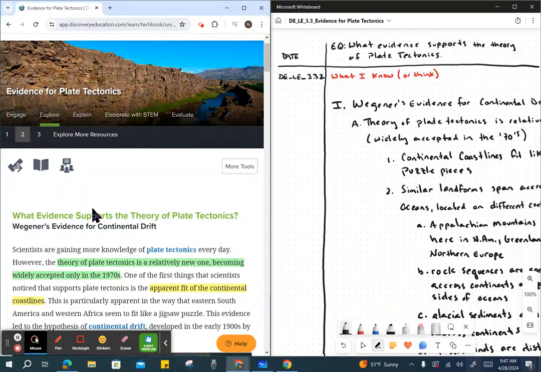Okay, evidence for plate tectonics, explore number 2, unit 3, concept 3.2. Okay, discovery, education, living Earth. Go ahead and write that down, put your date in. What evidence supports the theory of plate tectonics? Take a moment, tell me what you know.